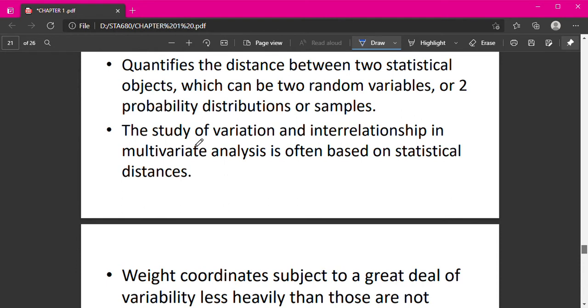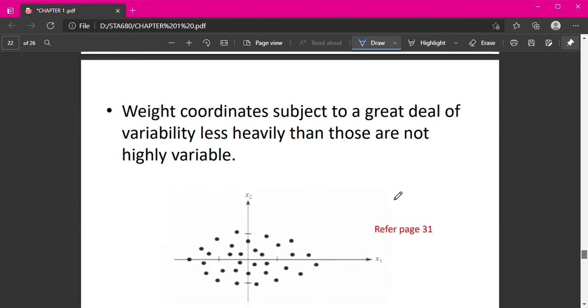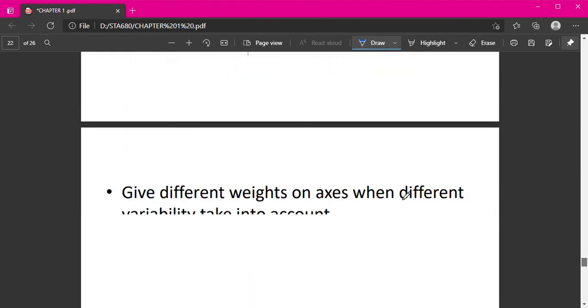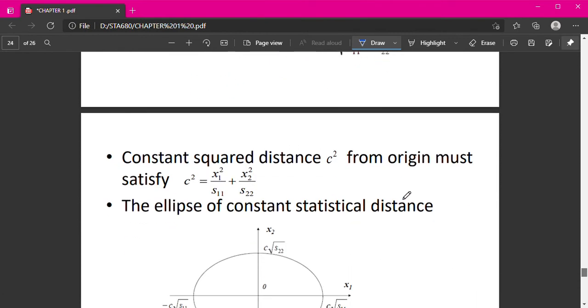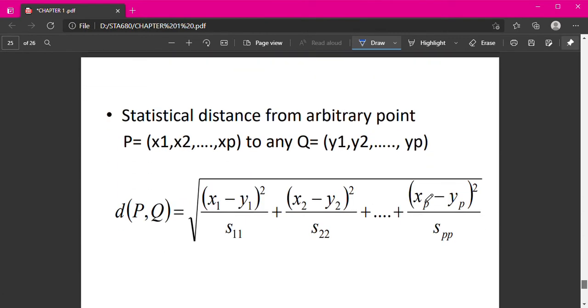So kalau kita dalam multivariate, we have several variables. Kita nak dapatkan variation dan juga nak tengok dia punya interrelationship. Usually we will use the statistical distance. So macam mana actually dia punya formula of the statistical distance actually adalah this one. Saya tunjuk dulu. Ini adalah formula untuk dapat formula of the statistical distance.